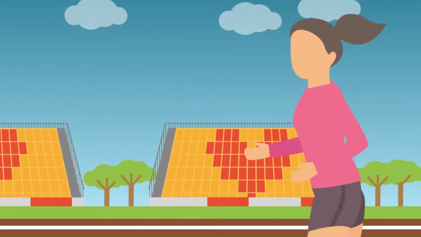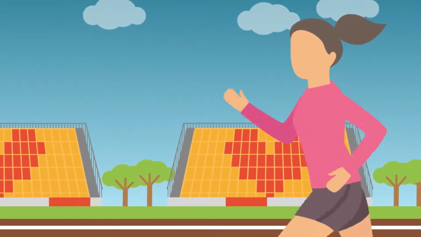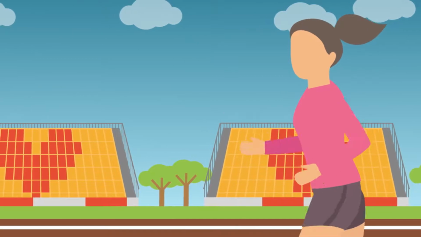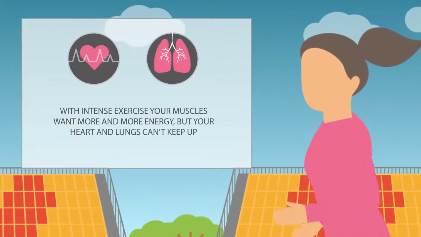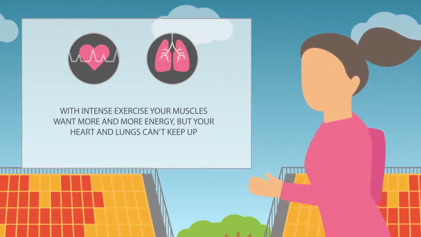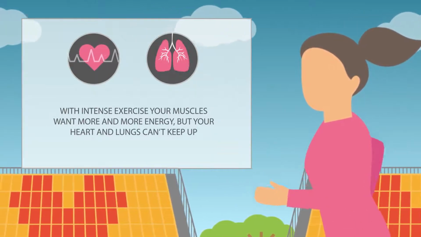You are running a 1500-meter race. Breathing deeply to get the oxygen so that you can respire and keep up the energy supply to your muscles. Your muscles keep wanting more and more energy, but your lungs can't keep up. Do you have to quit the race?